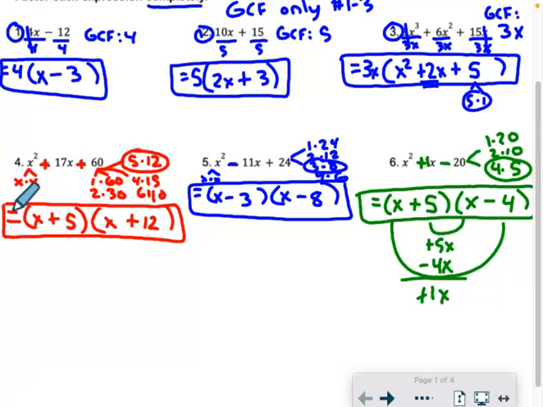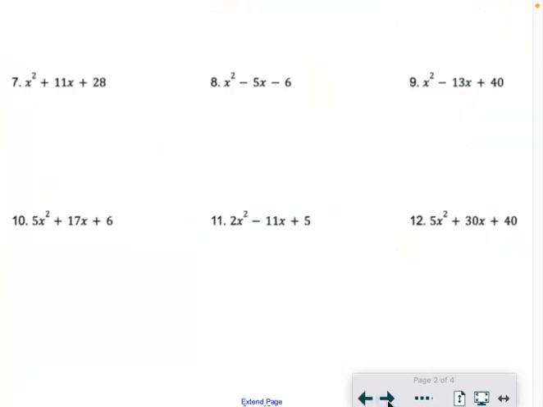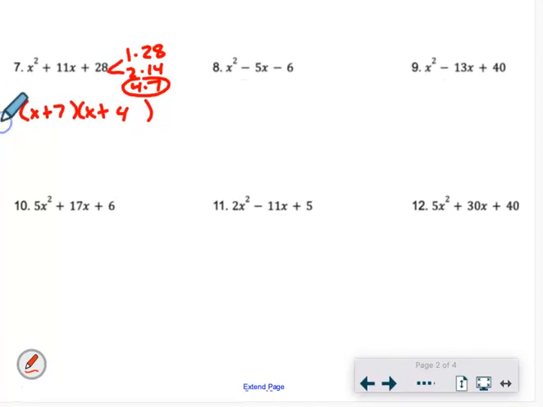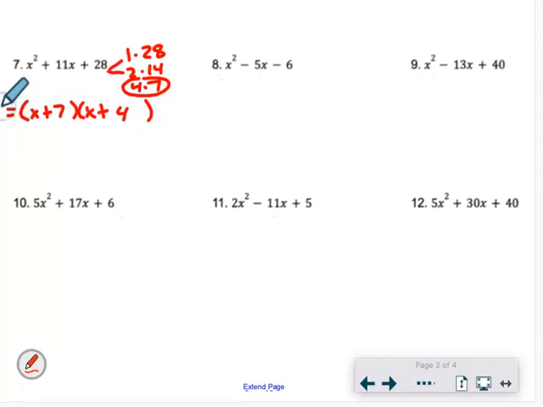Okay, let's move on to number 7. Number 7, x squared plus 11x plus 28. So this is going to be back to a plus-plus problem. We look at 28, we look at that last term, and we look for which ones add to 11. It doesn't matter which one is the 7 and which one is the 4. But we're looking for the two numbers, my apologies, the two numbers that multiply to 28 and add to 11.